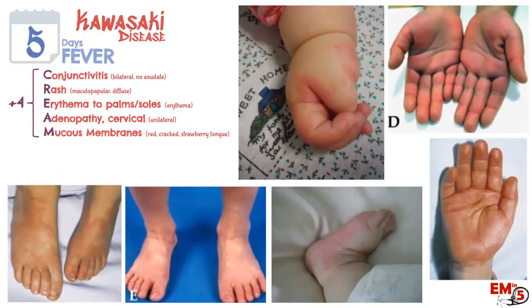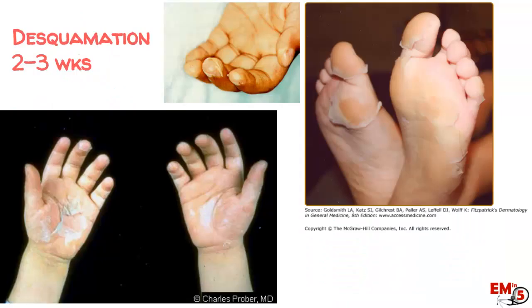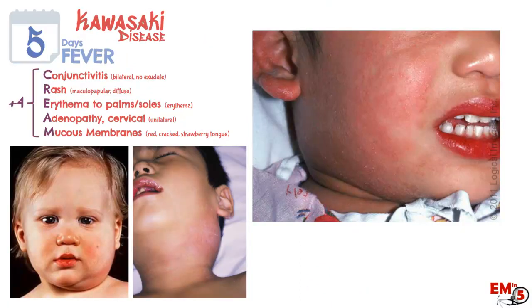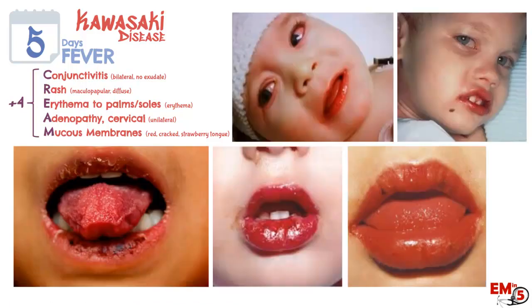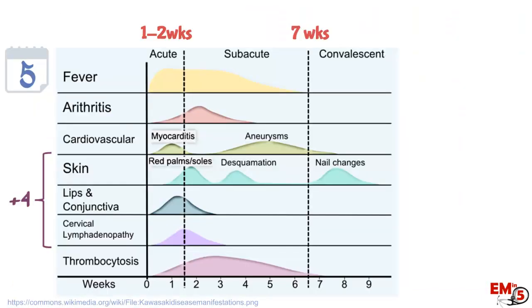Now the erythema to the palms and soles tends to be kind of a firm, painful swelling, and 2 to 3 weeks later usually leads to this desquamation of the skin. It's actually pretty classic for Kawasaki's. We also have the unilateral cervical lymphadenopathy, and then there's the mucous membrane involvement. So we see this classic strawberry tongue, so bright and red, and then the lips can be really dry and cracked and red.